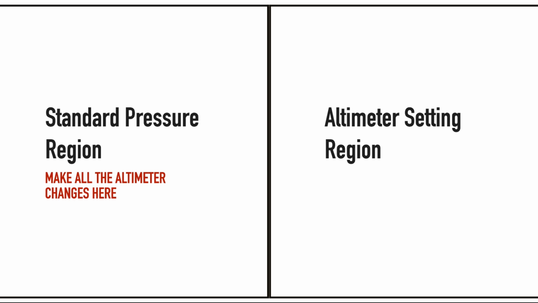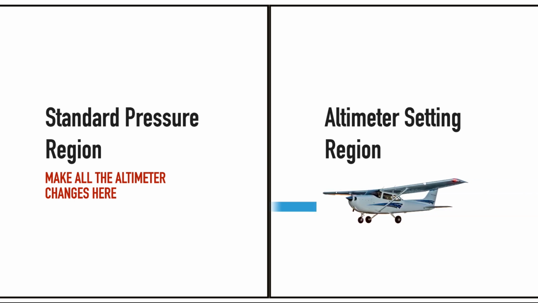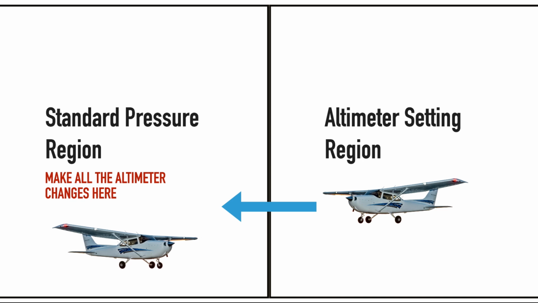Let's look at how to explain this in a much easier way. When you're flying from the altimeter setting region to the standard pressure region, you make your change in the standard pressure region. When you're flying from the standard pressure region to the altimeter setting region, you make your change again in the standard pressure region. So basically, all the changes that you make in terms of your altimeter are made in the standard pressure region.